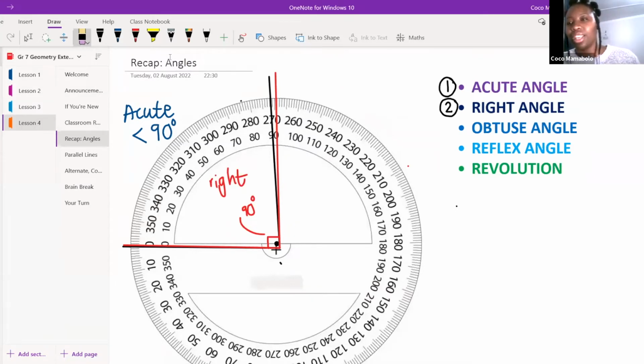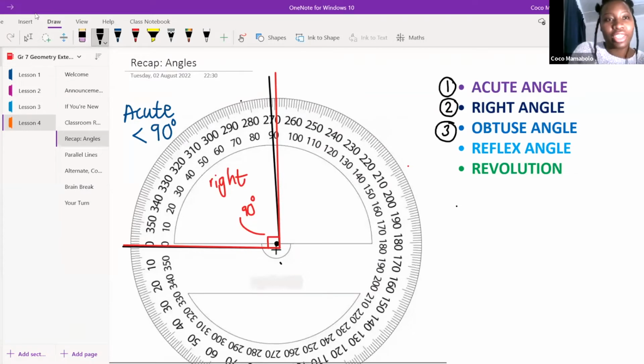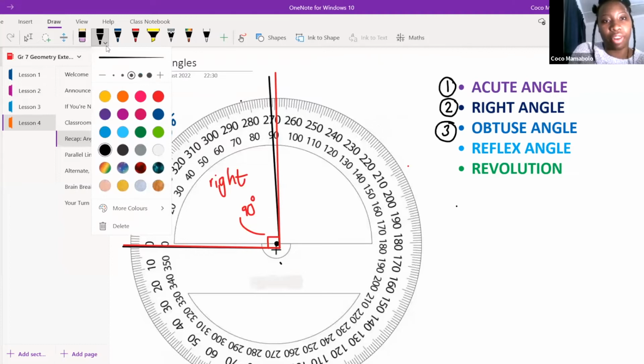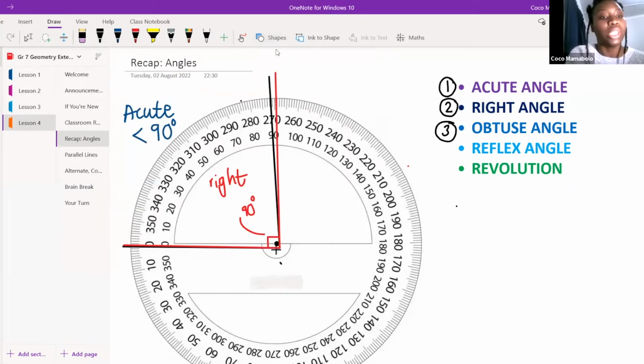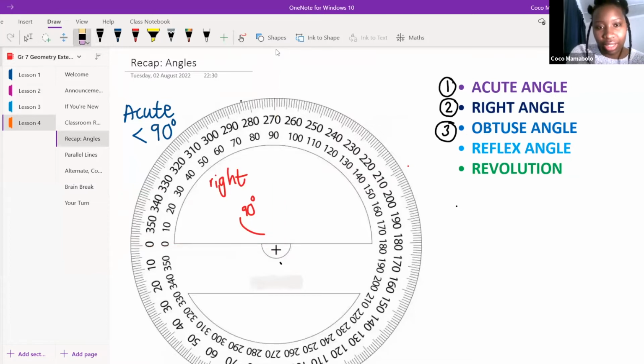Excellent. All right, Letitia, can I ask you to unmute? We're going to look for an obtuse angle. Hi, Letitia. All right, so where am I going to start drawing from if I want to draw an obtuse angle? Let me just clean some of this up. Hold on.